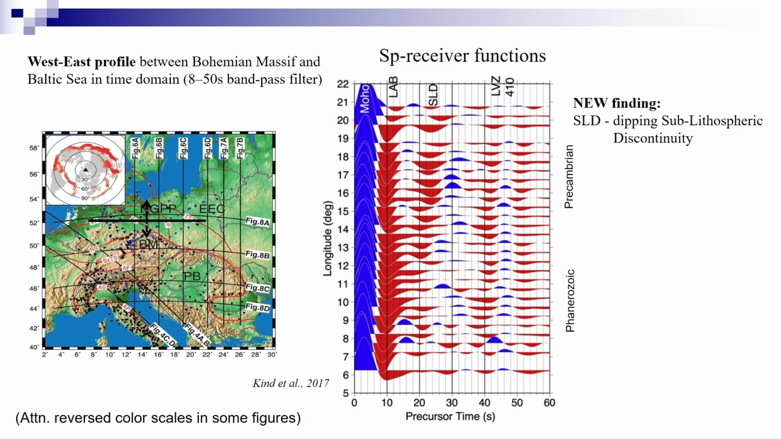The next slide shows the LAB signal along with signals from other mantle interfaces on several profiles in Europe. These are SP receiver functions along the east-west profile between the Bohemian Massif and the Baltic Sea. The main SP peak is at relatively constant depths. The plot shows a newly identified tilting sublithospheric discontinuity, SLD.